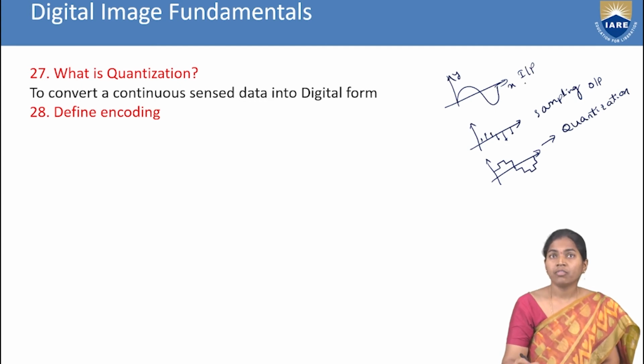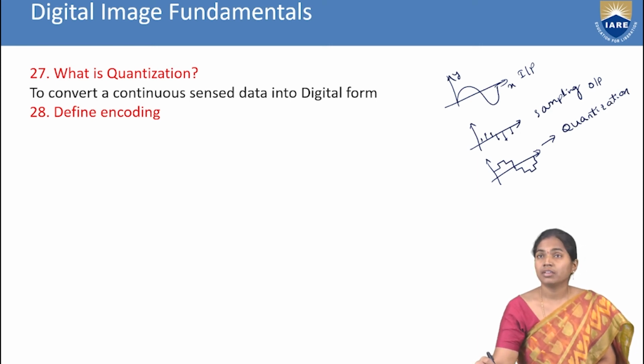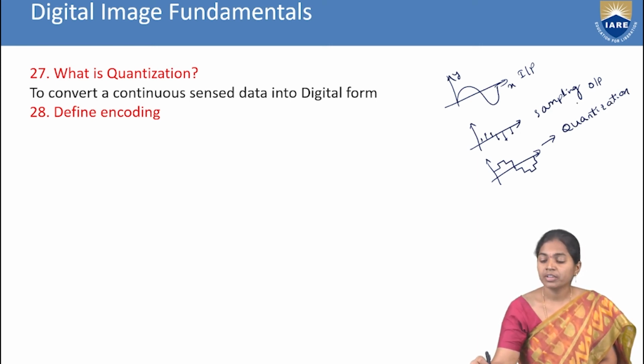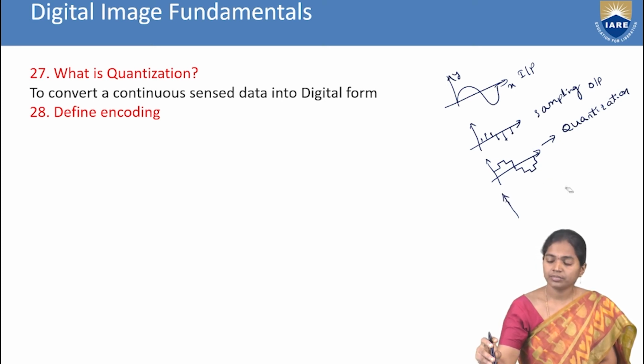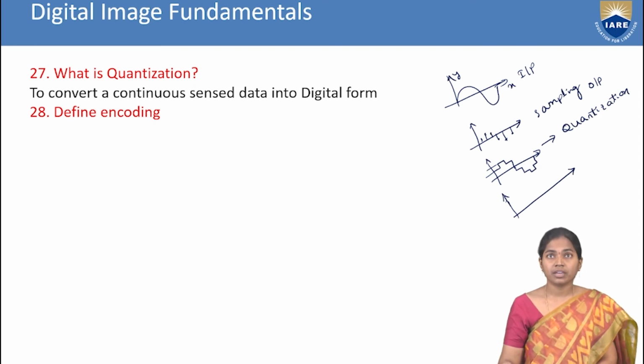So what is meant by encoding? To convert an analog image into digital form, first we use sampling, next quantization, and then we go to encoding. In this encoding technique, whatever the fixed voltage levels are, with the use of encoding they are converted into binary form.